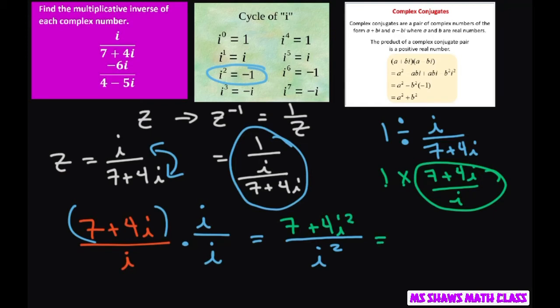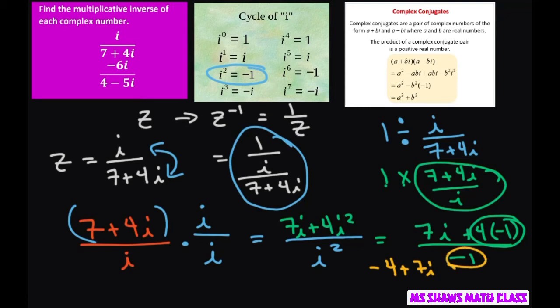So let's change these i squares with negative 1. This is 7i, sorry. So this is going to be 7i, and i squared is going to be plus 4 times negative 1 divided by negative 1. So this is negative 4. And what you're going to get is negative 4 plus 7i divided by negative 1.